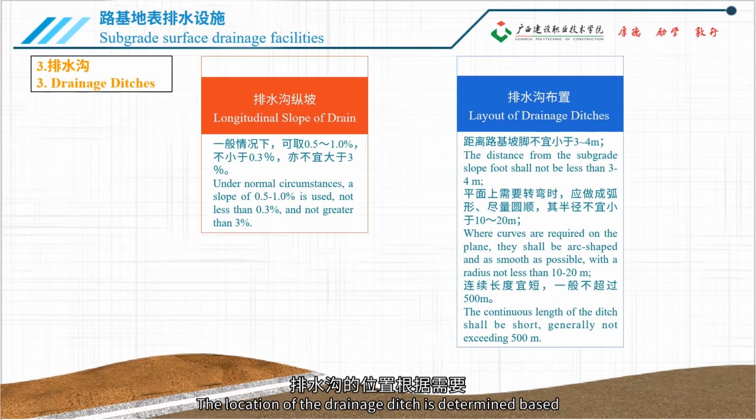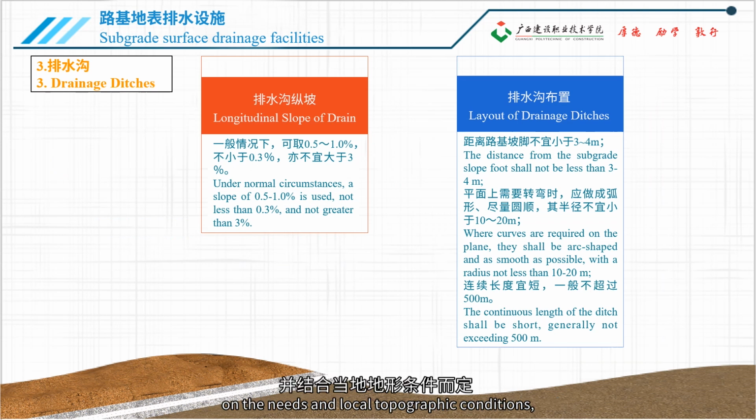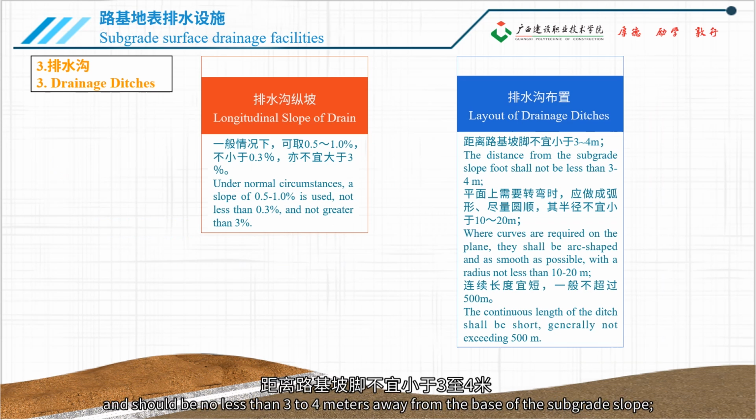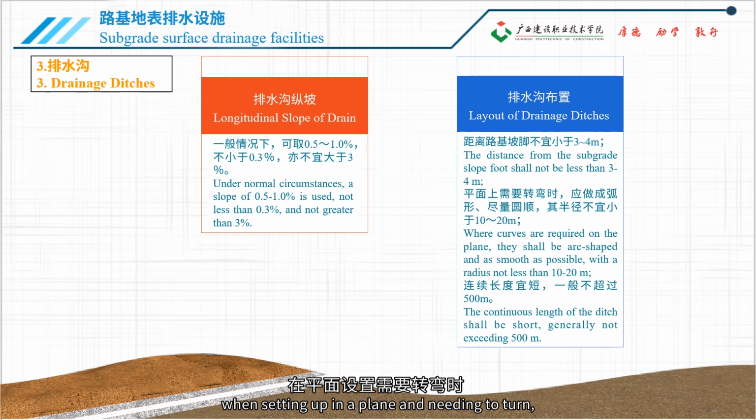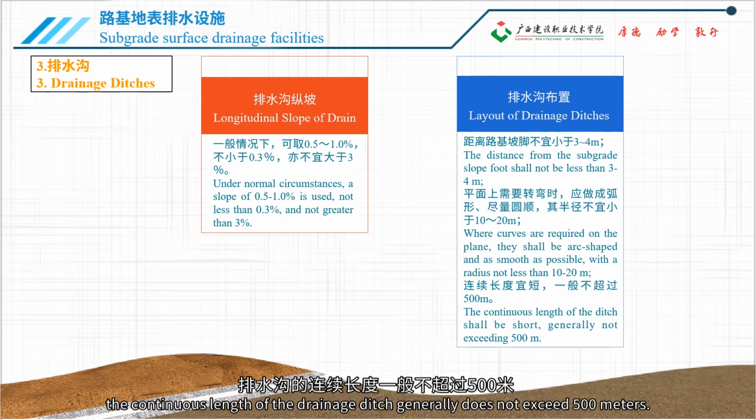The location of the drainage ditch is determined based on the needs and local topographic conditions, and should be no less than 3 to 4 meters away from the base of the subgrade slope. When setting up in a plane and needing to turn, it should be made into an arc shape, as smooth as possible, with a radius of no less than 10 to 20 meters. The continuous length of the drainage ditch generally does not exceed 500 meters.